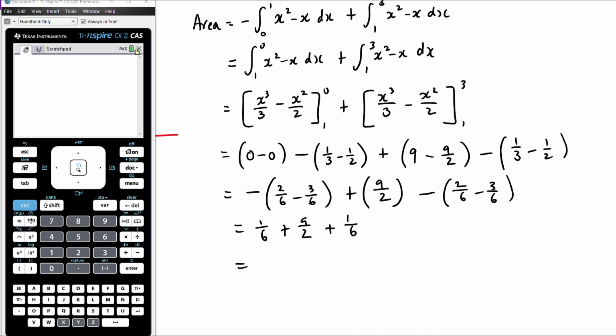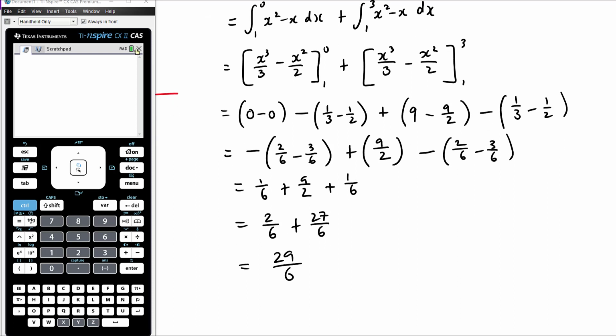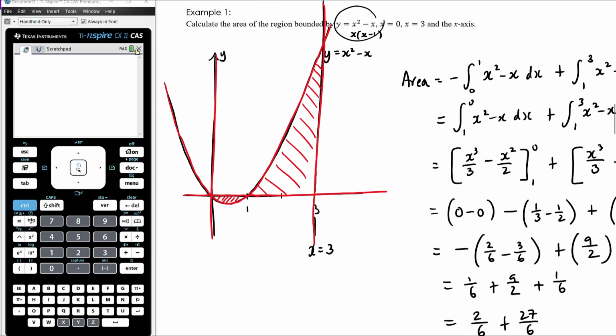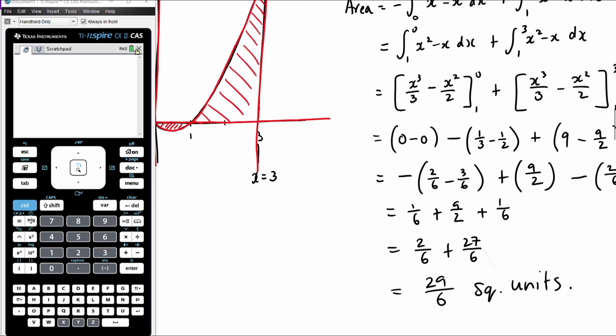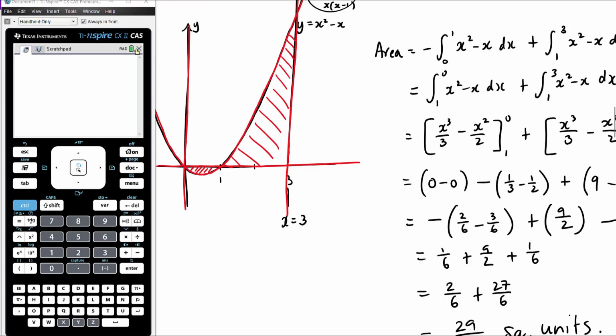Okay, so we've got 2/6, which I'll leave as sixths because 6 is a nice common denominator here. 2/6 plus 27/6, multiplying top and bottom by 3 here, so we have 29/6. And it is an area, and so that is square units. So the shaded area here, the two regions combined, is 29/6 square units.